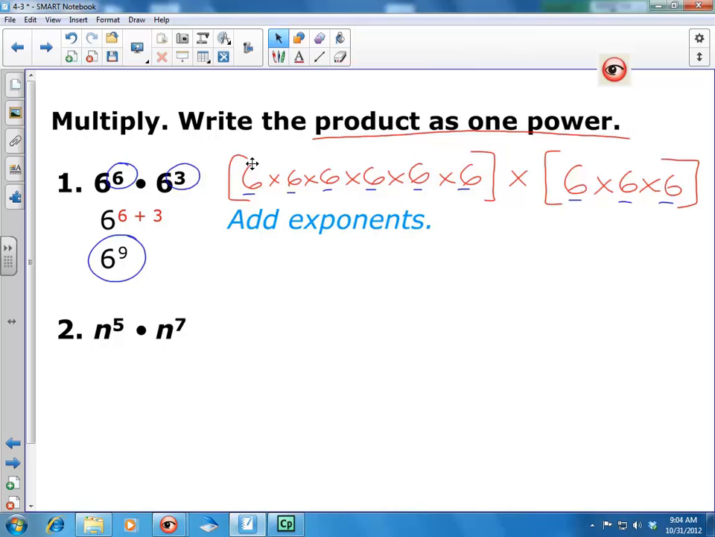Okay, so let's take a look at our second example here. Number 2 says n to the 5th power times n to the 7th power. Well, what do we have to do? We have to add our exponents together. So this would be n to the 5 plus 7. What does 5 plus 7 equal? Yes, so that would be n to the 12th power. Now, we could write all that out if you wanted to, but I promise you're going to get the same thing.